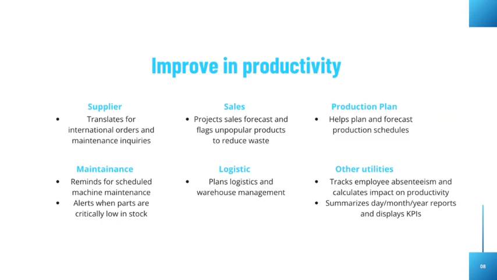Absolutely. Then for sales, it projects forecasts and flags unpopular products. That's it. Seems aimed at reducing waste, smarter inventory. Right. Using data to guide those decisions. Better forecasting helps manage stock, and knowing what isn't selling helps avoid overproduction. Makes sense. For production planning, it helps with those forecasts and schedules, again, using that OEE data. Leveraging that real-time insight.